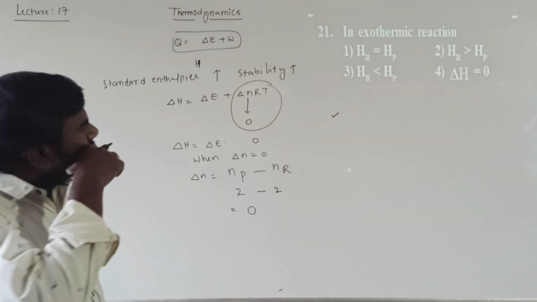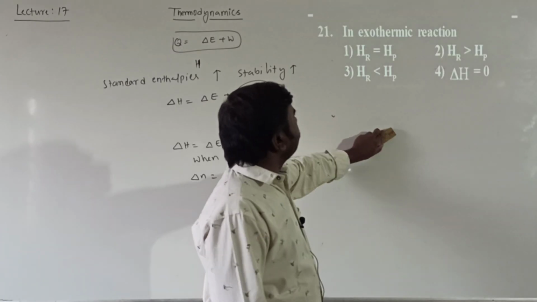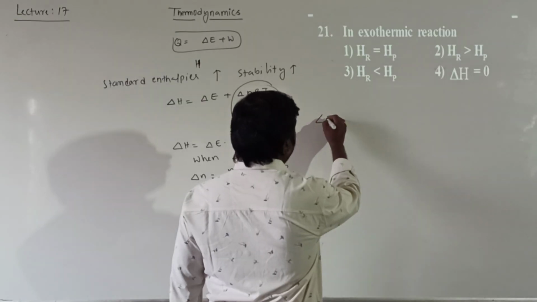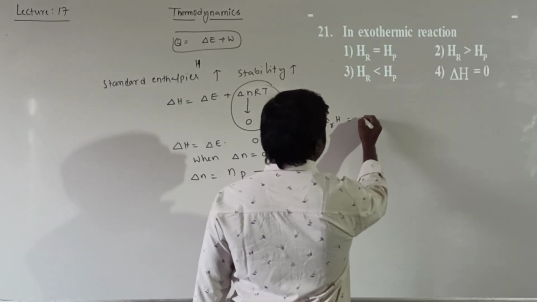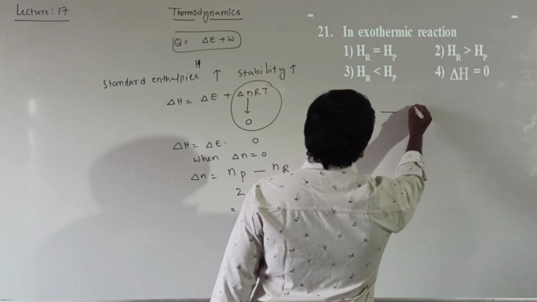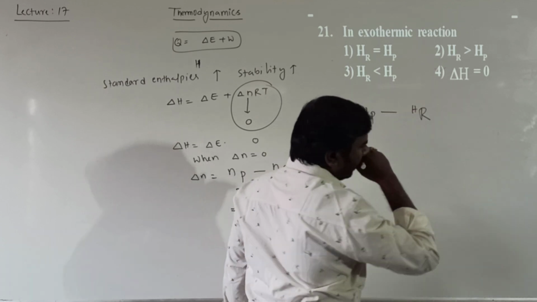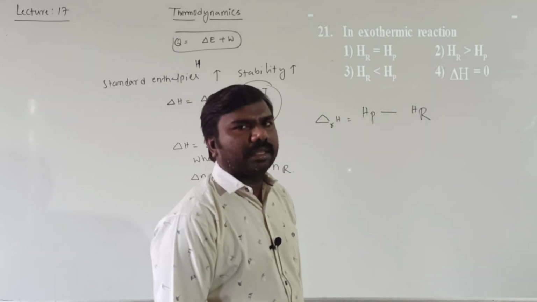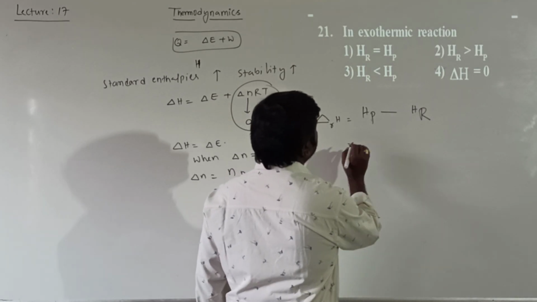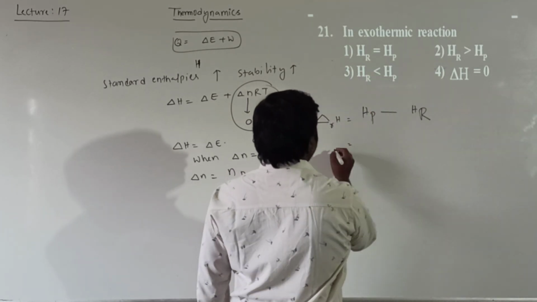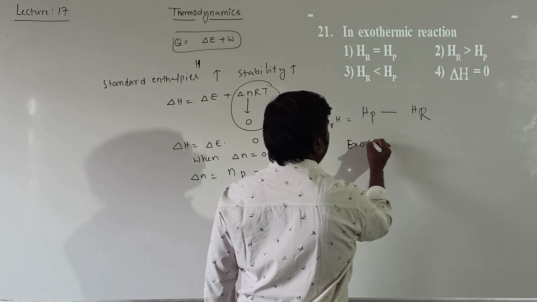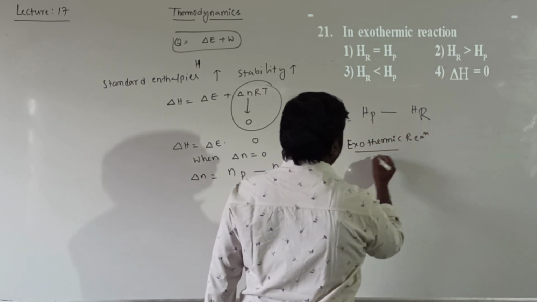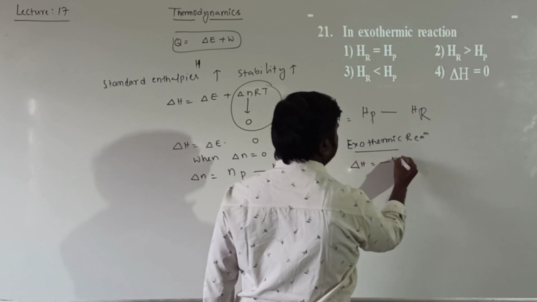Next bit, in an exothermic reaction, which is correct? Delta H for a reaction is equal to enthalpy of products minus enthalpy of reactants. It is the formula. Products enthalpy minus reactants enthalpy. Exothermic reaction: exothermic means delta H must be negative.